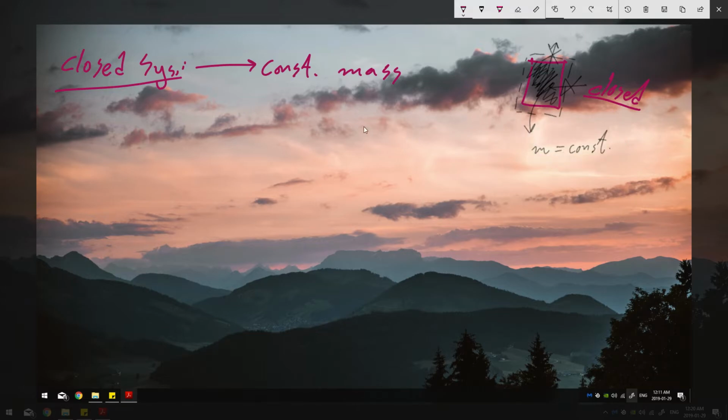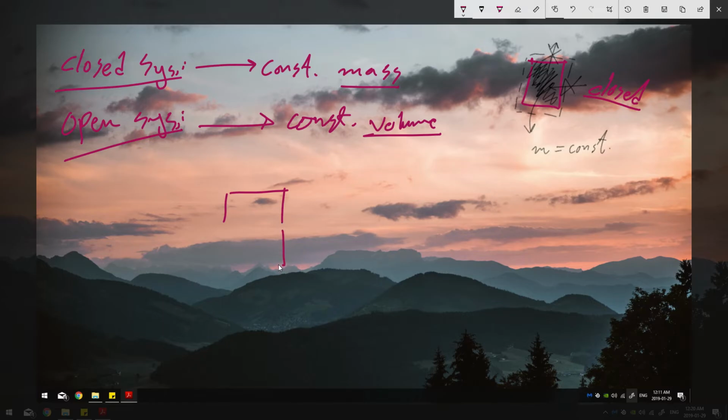Now, we also have the other kind of systems, which is pretty much open system, right? Now, an open system tells you that you have constant volume, right? So this is different. Notice this is constant mass, this is constant volume. What do I mean with constant volume? I'll give you an example. So let's say we have a tank here with a flow in and out, right? So the volume in here, V, is equal to constant. So the volume doesn't change.